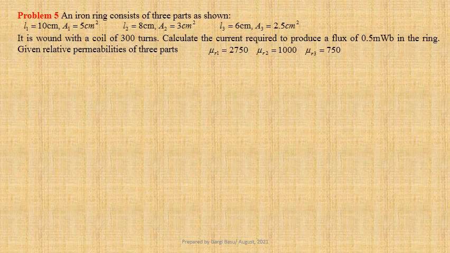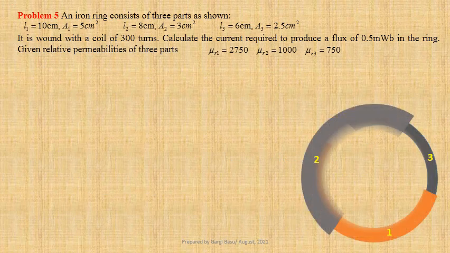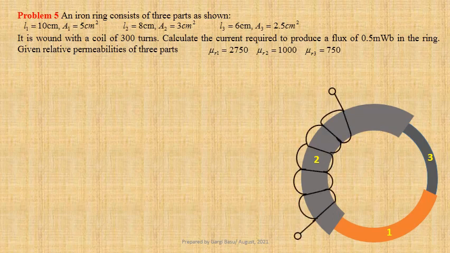An iron ring comprises 3 parts as shown. It is wound with a coil of 300 turns. We have to calculate the current required to produce a flux of 0.5 milliweber in the ring. Let us first write down the given data.